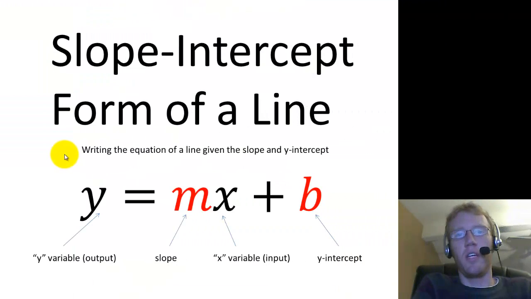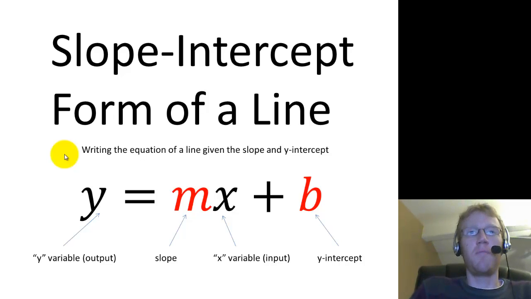Welcome to the next video in the linear equations and linear graphs section of Algebra 1. This one's going to be about slope-intercept form of a line. We're going to go through the formula, some examples of how to use it, and some examples of converting to and from slope-intercept form from the other forms that we've learned.